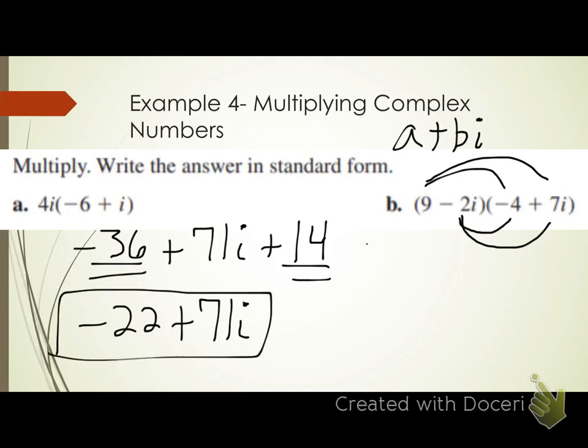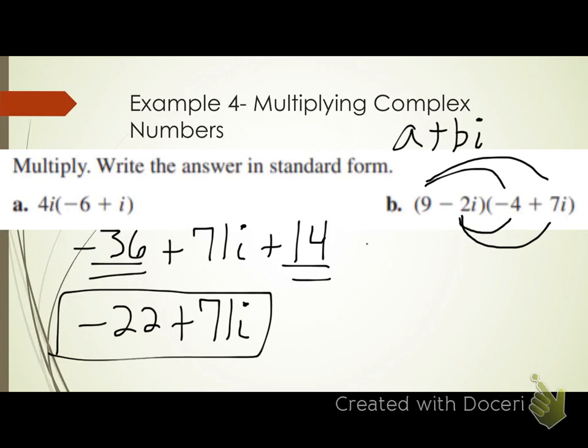Everyone okay with multiplying imaginary numbers, complex numbers? On letter A, we just had to distribute the 4i through the sets of parentheses. Letter B, we had to use our FOIL: first, outer, inner, last. If you're multiplying i times i, you might write it as i squared. What does i squared equal? Negative 1. So make sure you plug negative 1 in for i squared. Are there any questions about that?